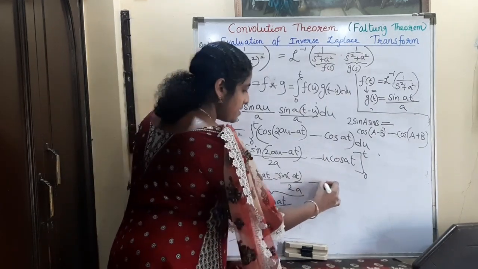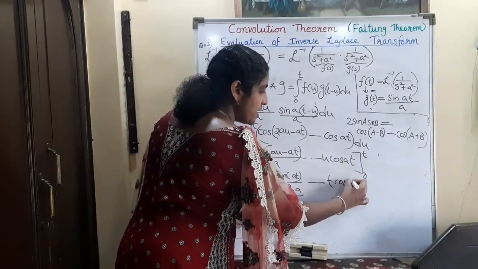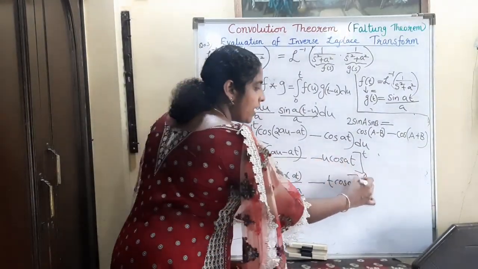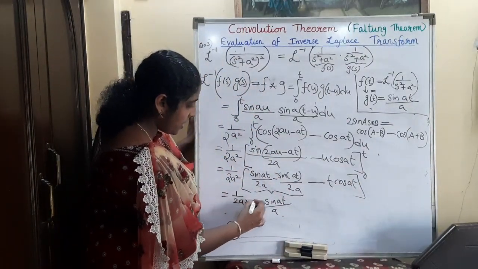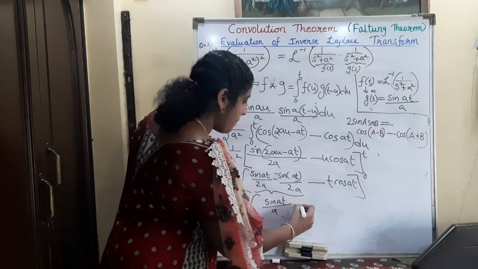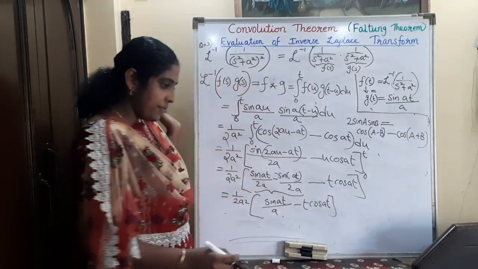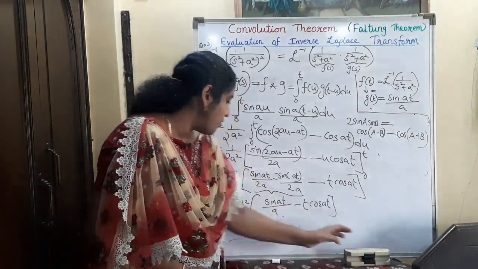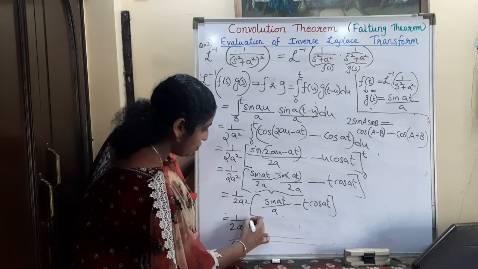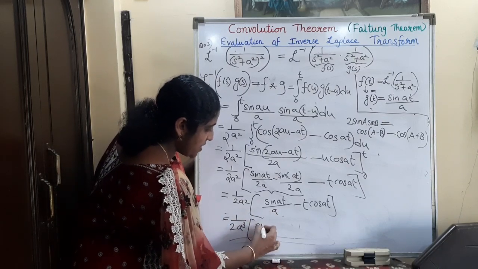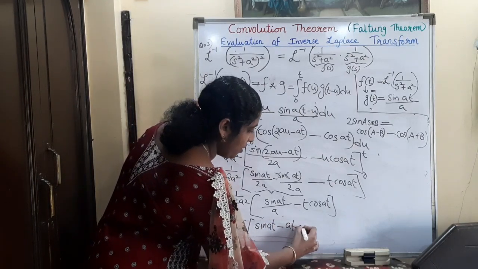Minus here this u cos at, on applying the upper limit this becomes t cos at, on the lower limit this u becomes 0, that will go. So we are getting 1 by 2a square into sine at by a minus t cos at. If we want, we can take this a also outside, that is 1 by 2a cube, which becomes sine at minus at cos at.